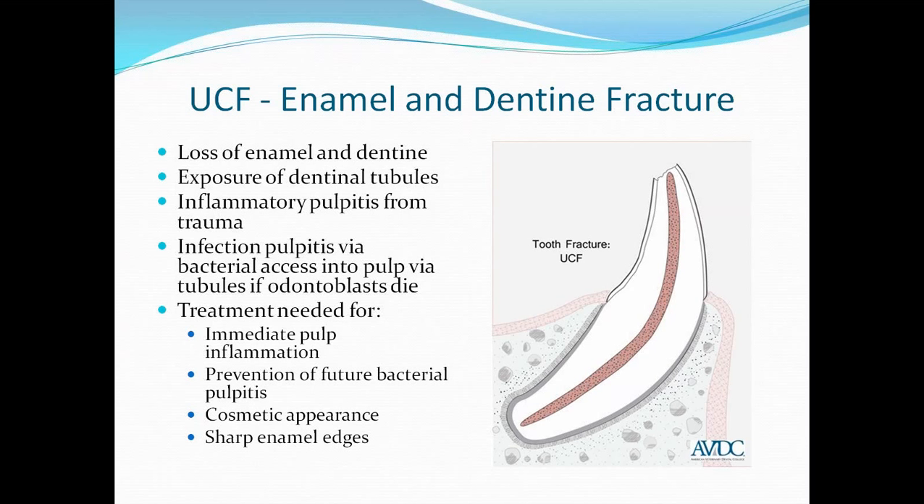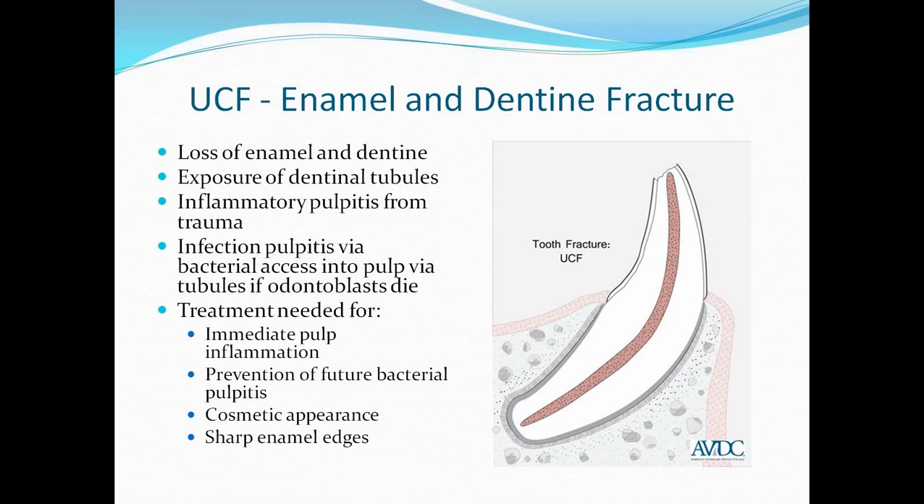We need to treat the tooth in order to prevent future bacterial invasion into the pulp, so we need to seal the dentinal tubules. A lot of clients also like the fact that we can cosmetically restore the tooth to its normal anatomical shape, and that's also important if it's a mandibular or a maxillary premolar tooth and you've got the enamel bulge. Not so important for canine teeth.